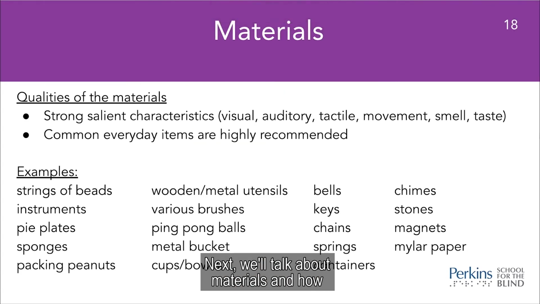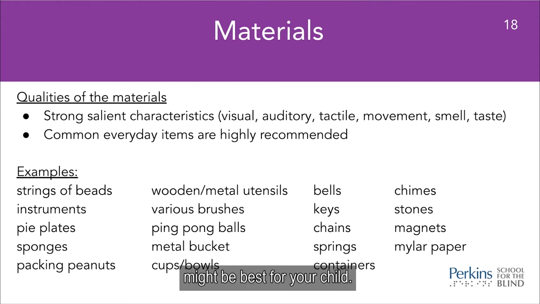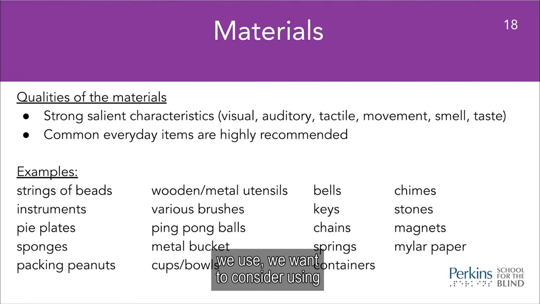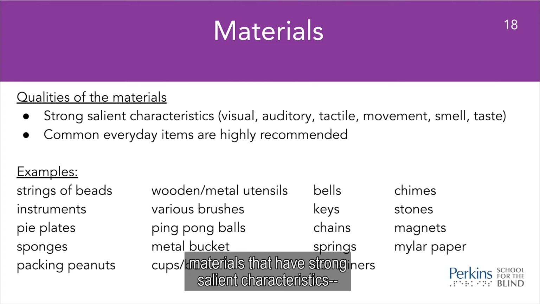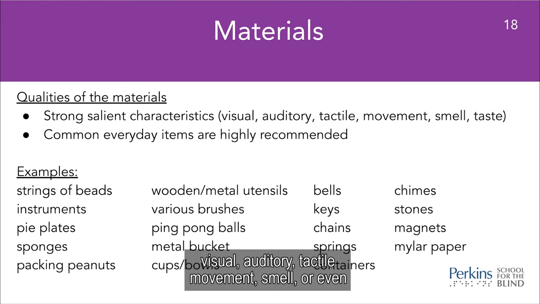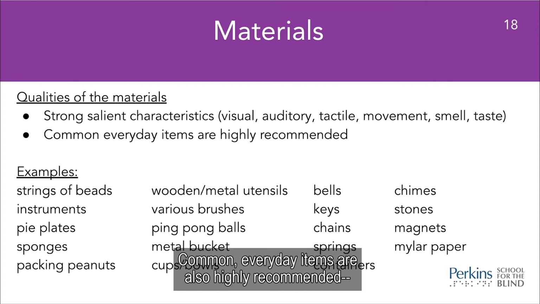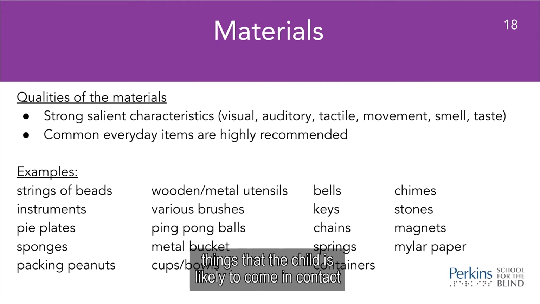Next, we'll talk about materials and how to go about choosing what materials might be best for your child. When thinking about the qualities of the materials we use, we want to consider using materials that have strong salient characteristics: visual, auditory, tactile, movement, smell, or even taste. Items that have strong features in any of those categories. Common everyday items are also highly recommended, things that the child is likely to come in contact with throughout their day.